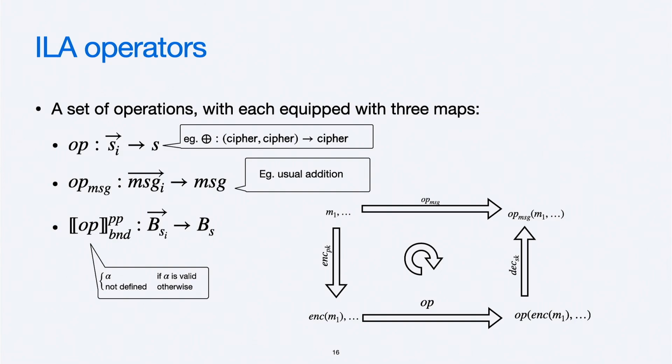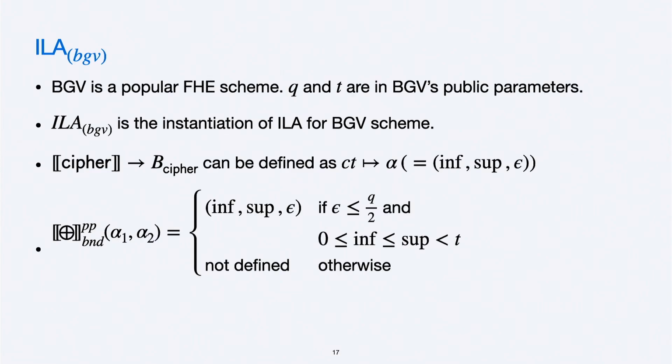So in abstract, these are the specifications of our ILA model, and we can instantiate our ILA model for most of the well-known FHE schemes. BGV is one of the popular FHE schemes. Q and T are some public parameters. I'm not going into details. ILA BGV is our instantiation, which we have implemented on top of a C library. The third point is a map defined for the ciphertext sorts.